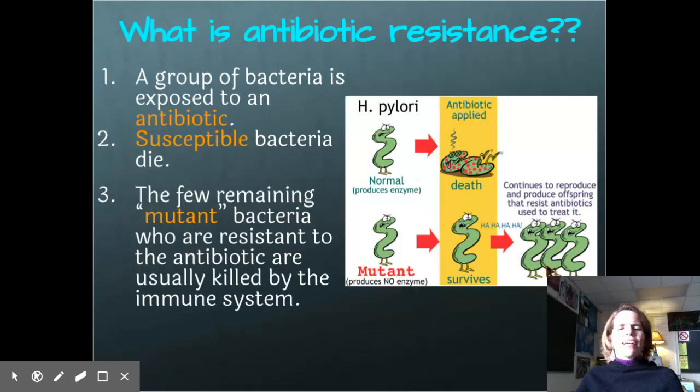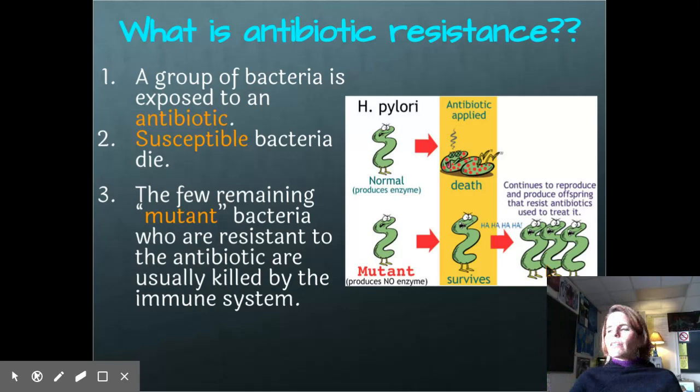All right, so what exactly is antibiotic resistance? On that photograph that we just saw of the Petri dishes, sometimes the bacteria grew over the antibiotic. What's allowing that? Where are we getting antibiotic resistance from? How's that happening? Well, first of all, this is how it goes. A group of bacteria is exposed to an antibiotic. That means you get sick, and so you take some antibiotics.